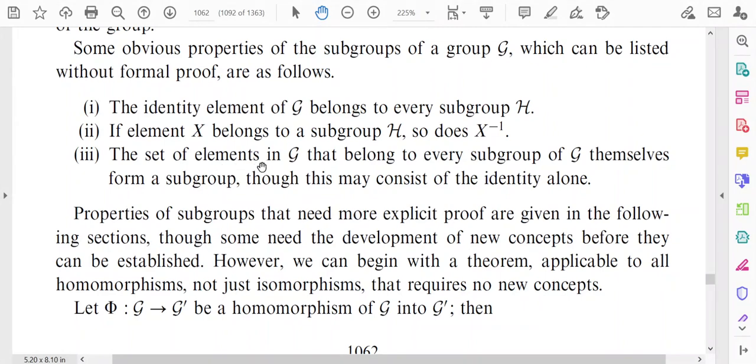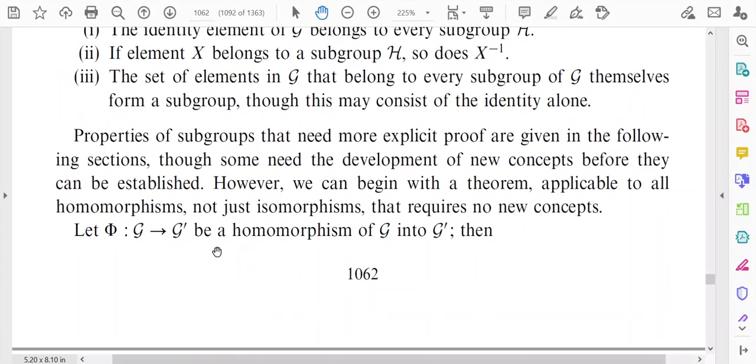The set of elements in G that belong to every subgroup of G themselves form a subgroup. So the elements of G which belong to every subgroup of G themselves form a subgroup, though this may consist of the identity alone. In some cases it may consist of the identity alone.